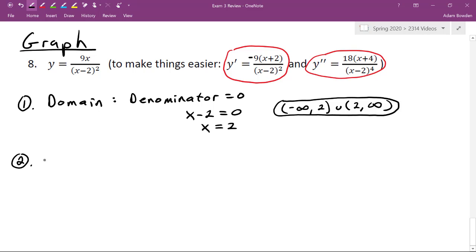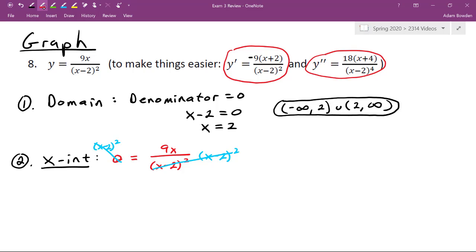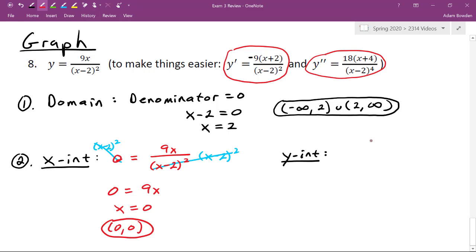So next, let's find our intercepts. Let's start with the x-intercept. Like we've always done before, finding the x-intercept involves setting y equal to 0. In cases like this, it's really just going to involve the numerator, because if we multiply through by the denominator, it's going to go away. We're just going to have 0 equals 9x, which tells us x equals 0 is an x-intercept, (0, 0). We should see the same thing with the y-intercept, which involves plugging 0 in for x. So 9 times 0 divided by (0 minus 2) squared equals 0 divided by 4, or just 0. So (0, 0) is also the y-intercept.